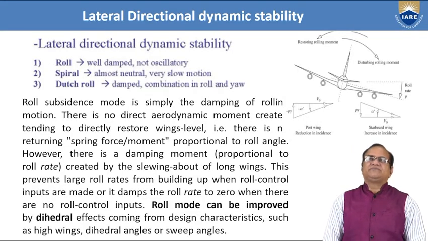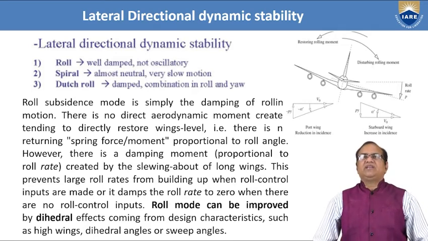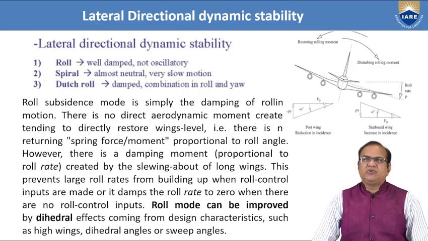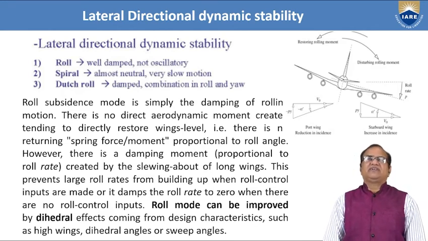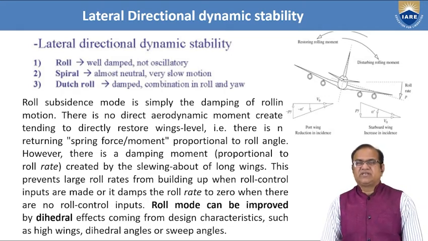Okay, now I will talk about lateral directional dynamic stability. Till now we have completed the longitudinal dynamic stability, and we have seen that there are two modes: the first one is the phugoid mode or the long period mode, and the second is the short period mode. But in the lateral and directional stability, we have three modes: one is roll, another is spiral, and the third one is Dutch roll. These are the three modes I will be discussing shortly in the next few slides.